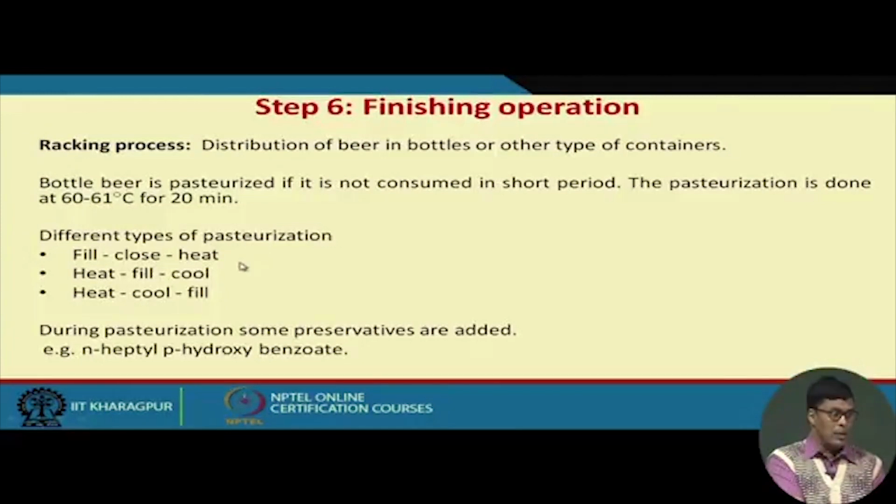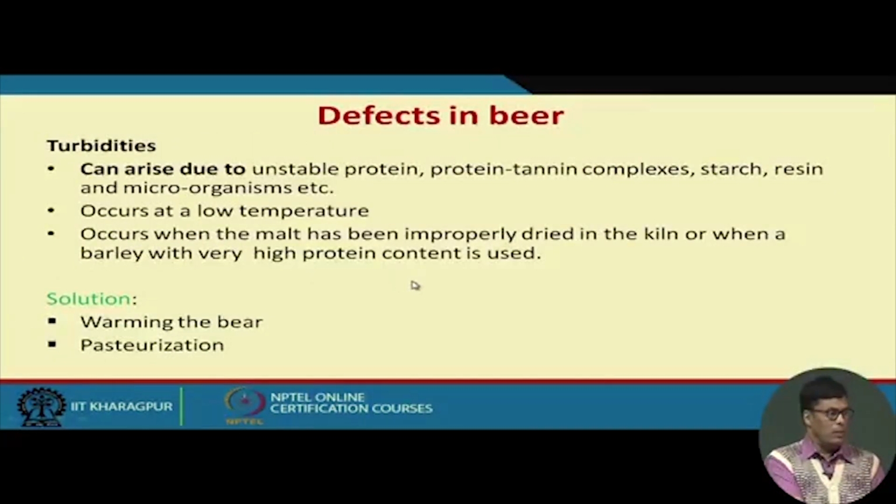But for long time market, we do the pasteurization at 60 to 61 degrees centigrade for 20 minutes. And three types of pasteurization we have: fill, close and heat; heat, fill and close; heat, cool and fill. So first you fill, then close, then heat. Or first you heat, then fill, then cool. So there are three different modes of operation for the pasteurization of the beer.